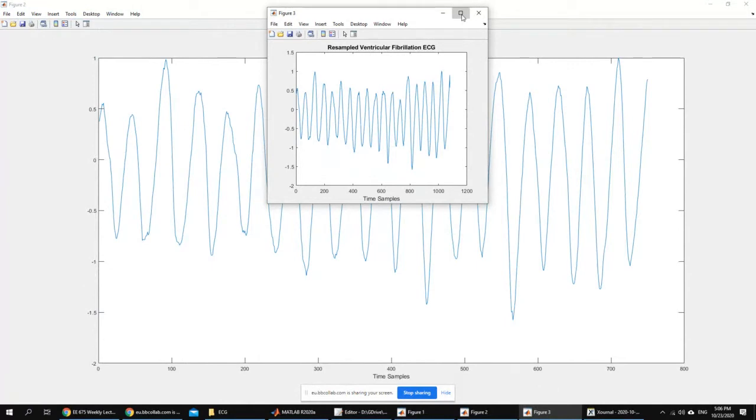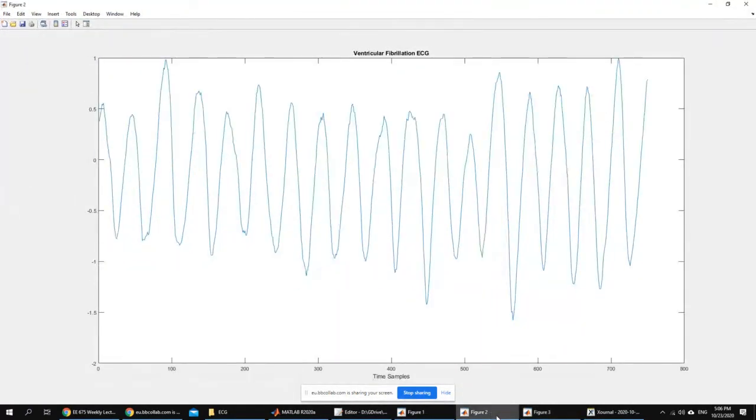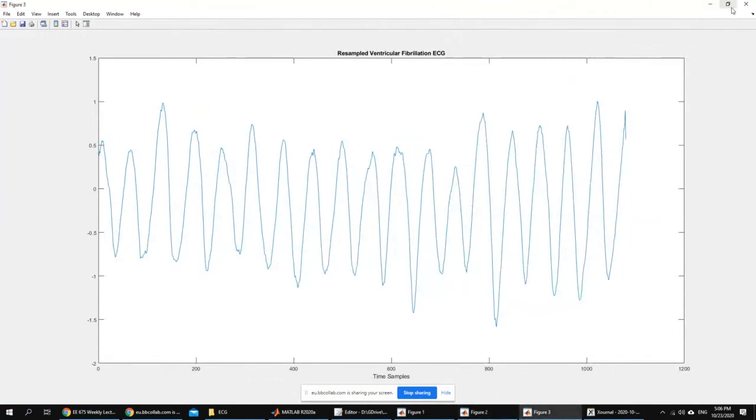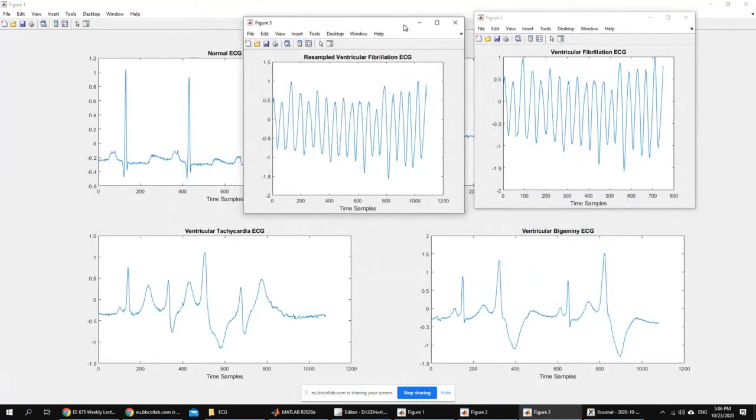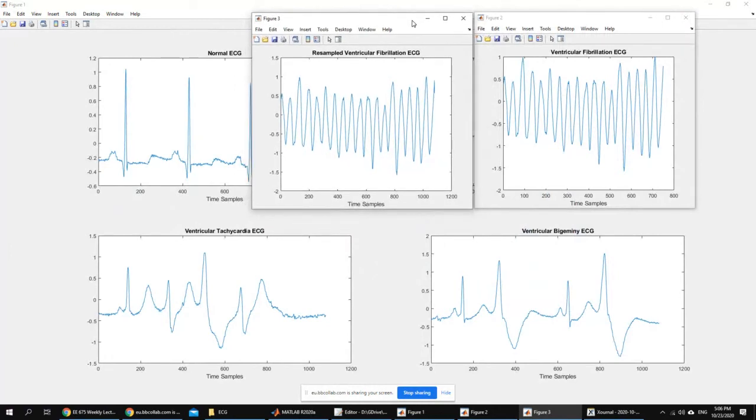See now the outcome. Let's compare these two. Let's put them together. Do you see any differences? There might be some slight differences here, but it doesn't matter. This looks exactly like this. If you compare them, they look exactly alike. This goes to 1080, and this goes to 750. It's exactly the same signal, but resampled at 360 samples per second.